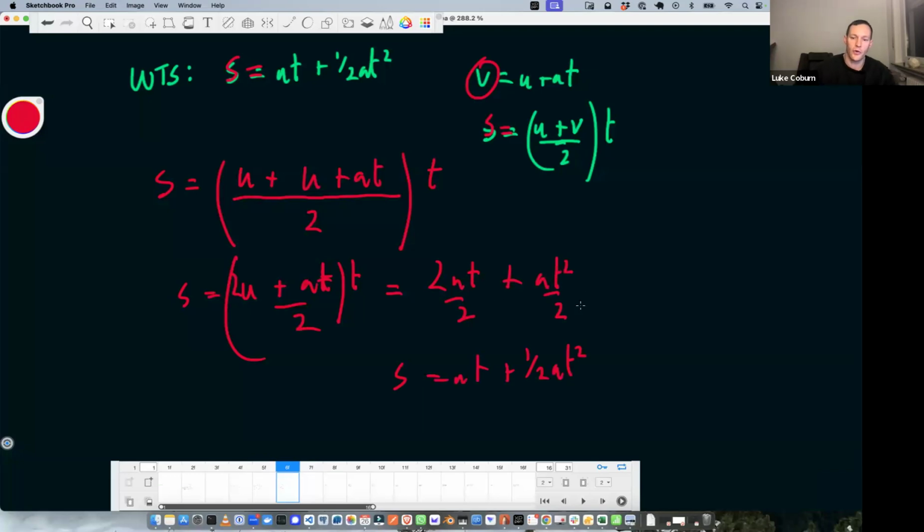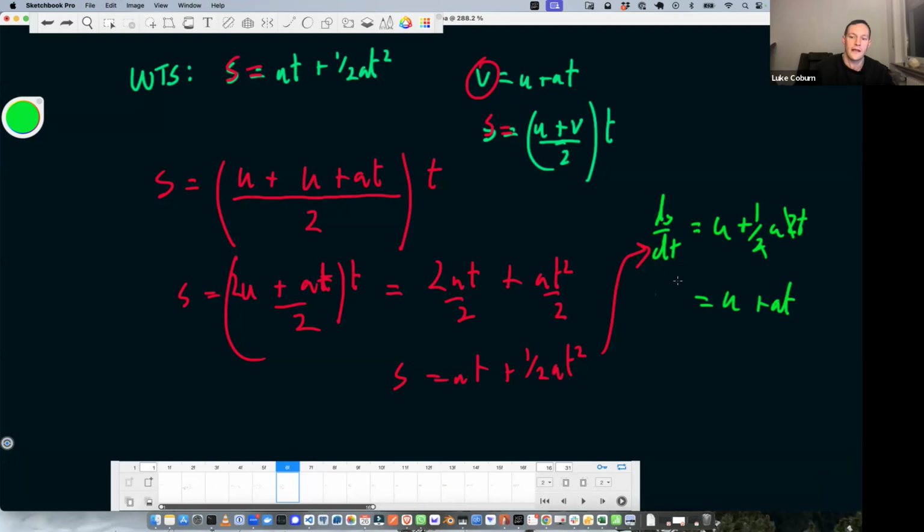Okay, just a quick note. We can also differentiate this with respect to t. The ds/dt is equal to, if we differentiate this with respect to t, the t will vanish and we're just left with the u. And then here, this will be a half a times 2t, and that will cancel. So this is u plus at again.